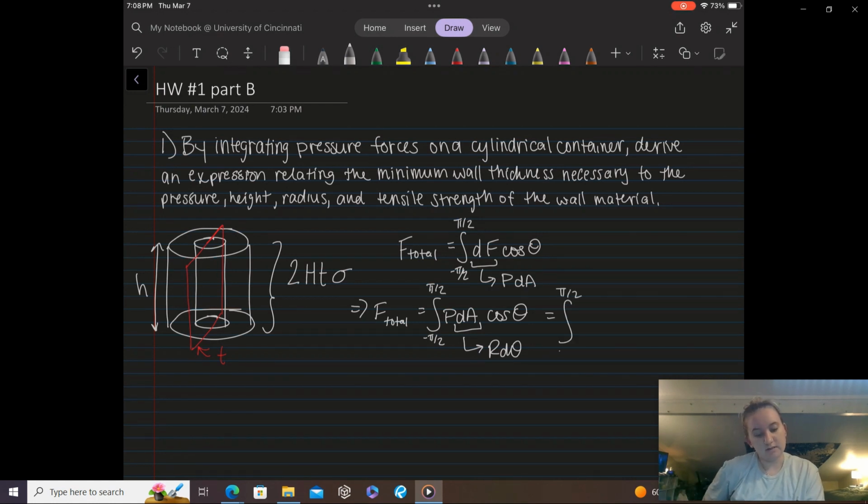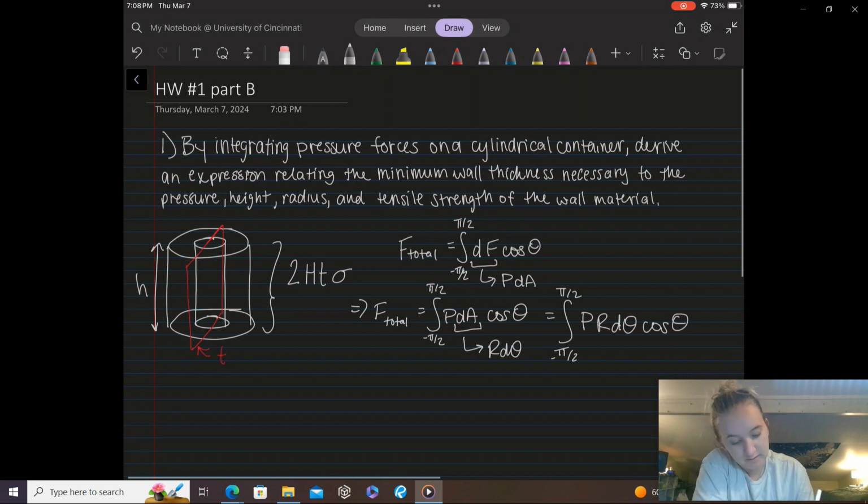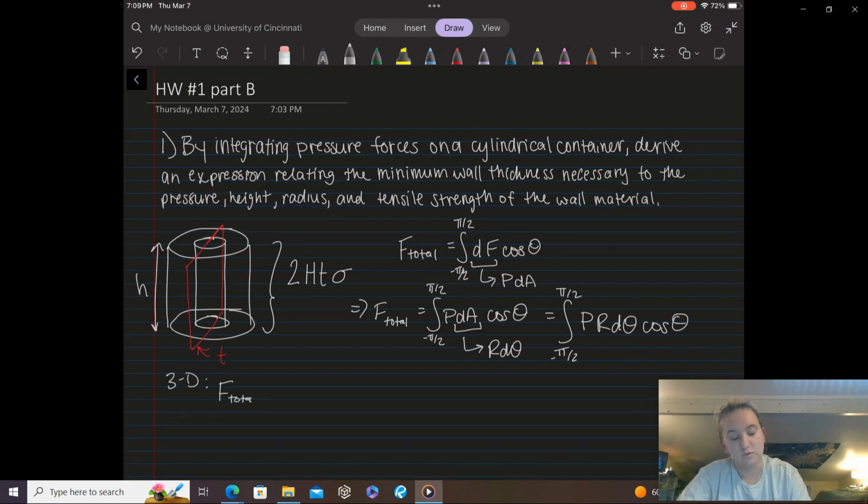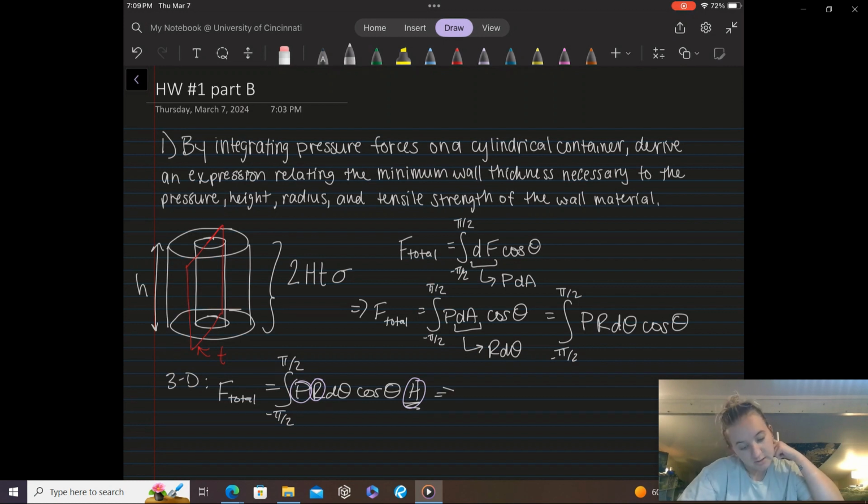So then, plugging all this in, it becomes the integral from negative pi over 2 to pi over 2 of PR d theta cosine theta in 2D, and we need it in 3D. So our F total would then become the integral of PR d theta times cosine theta, but we are going to add h to the end of this. So cosine theta h. The h is important because that makes it 3D. So now we can take all of our constants out, which is P, R, and h. So then our F total would become PRh times the integral of d theta cosine theta.